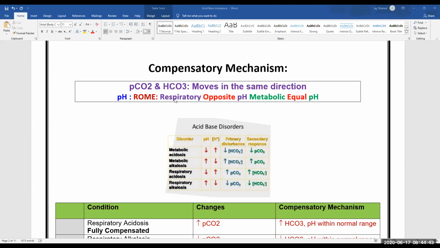Okay, so respiratory in this case, so here's your respiratory. You look at the respiratory, so if you increase the PCO2, what happens to the pH? It comes down. So respiratory, opposite. Now metabolic acidosis, the same. So if I decrease the HCO3, the pH goes in the same direction. So this is like a mnemonic to remember it, to answer things a little faster.